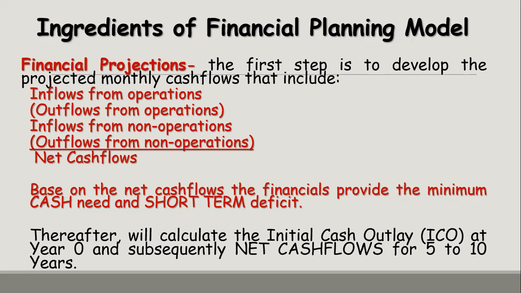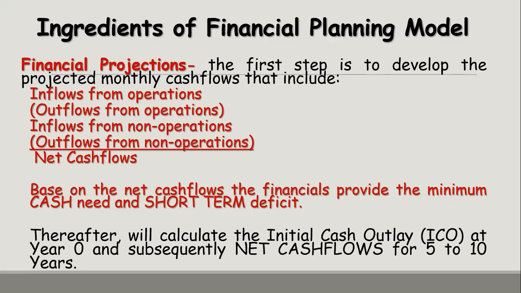Thereafter, we calculate the initial cash outlay at year zero. All types of finances inducted within the business till the business comes into operation. If your company is a manufacturing concern, it may take 5 years to come into operation.